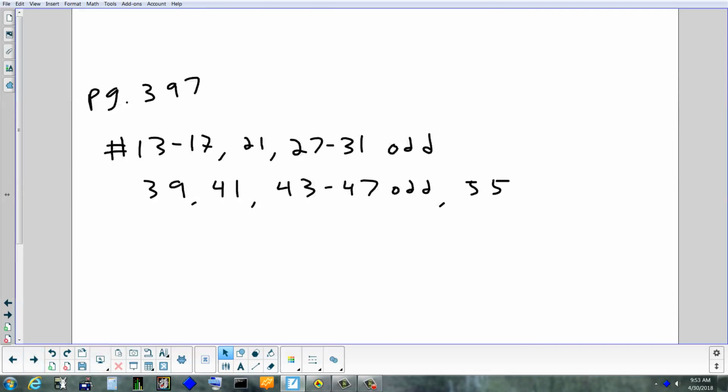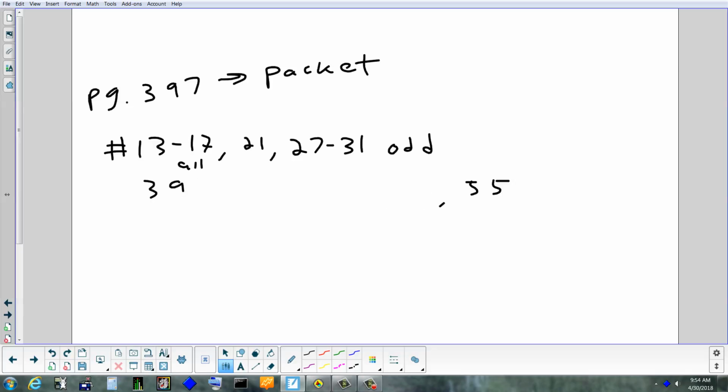Okay, so homework tonight, remember this is in the packet. 13 to 17. Let me just double check if that's matching, so yeah, that's all. 21. 27 to 31, just odds. 39 to 41. And actually, you know what? I could kind of shorten this because it's 39, 41, 43, 45, 47. So it's just 39 to 47 odd. Just an easier way to say it. And 55.